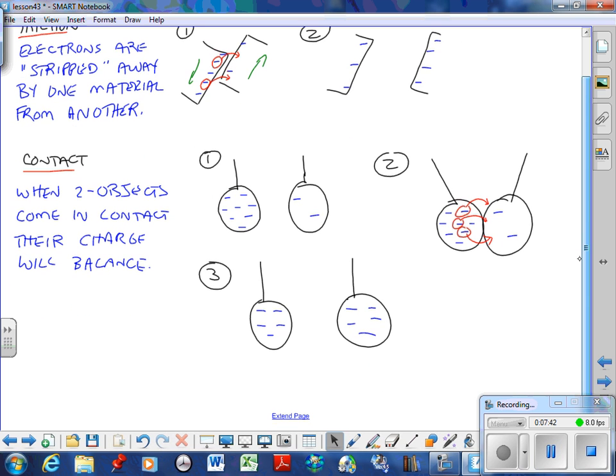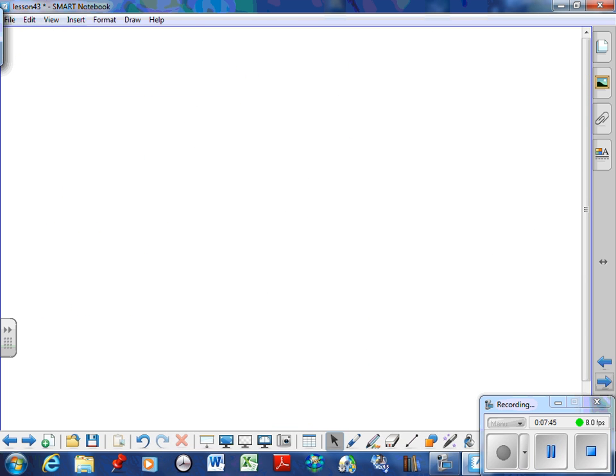And the last one is by induction. It's the trickier one to explain. I'll do my best with diagrams here. So, induction.